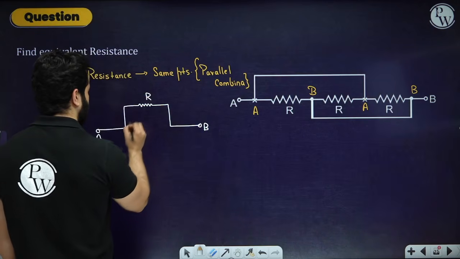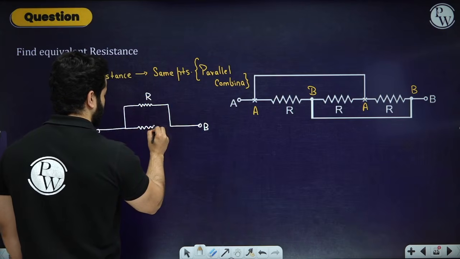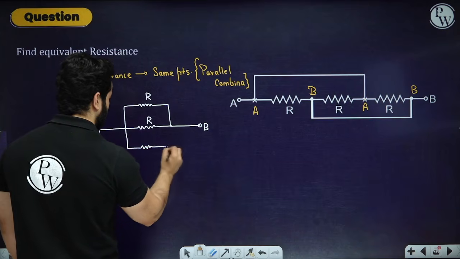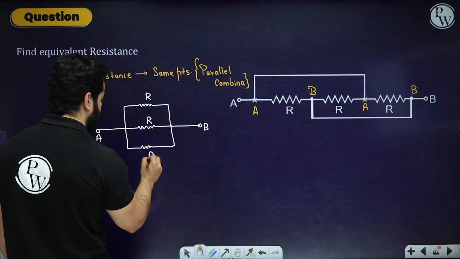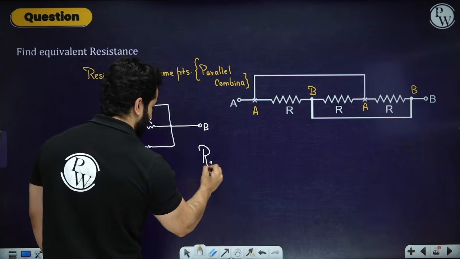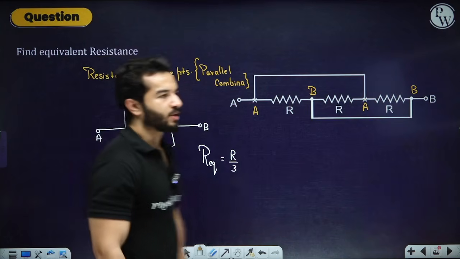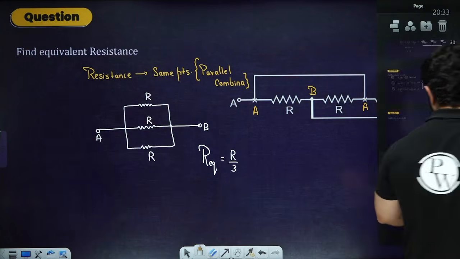This is R, R and R. So the R equivalent is going to be R by 3. Very easy question. Let's start with some easy, then let's move.